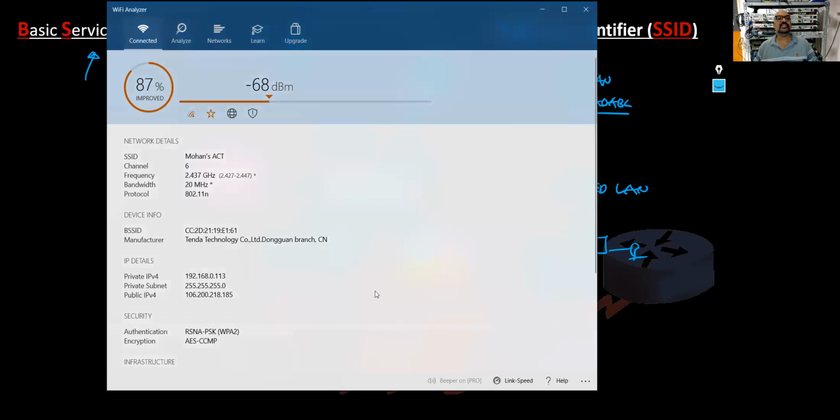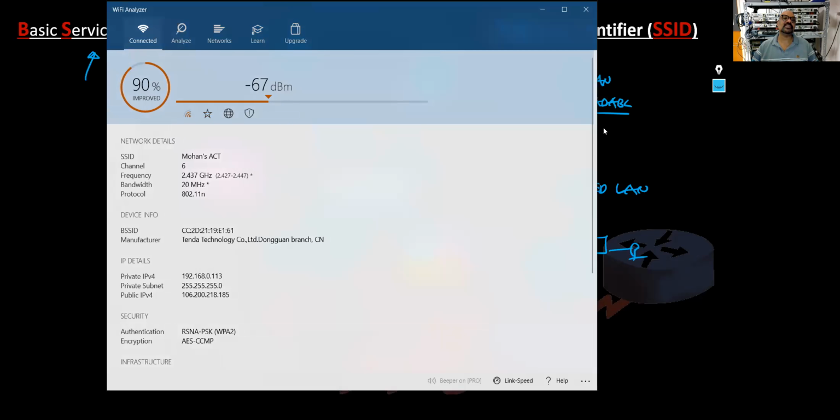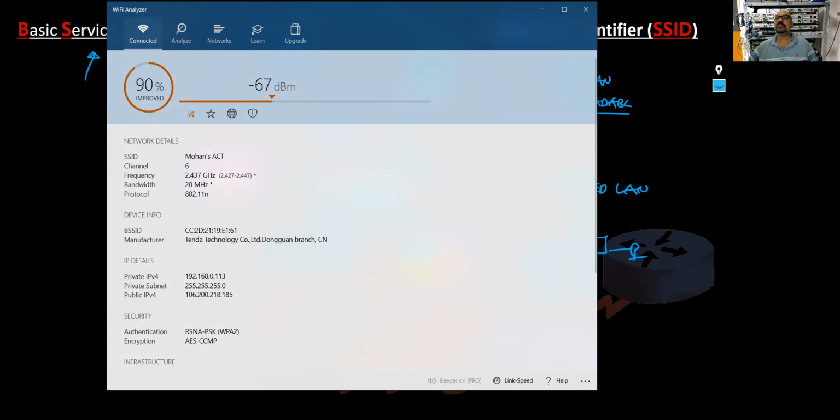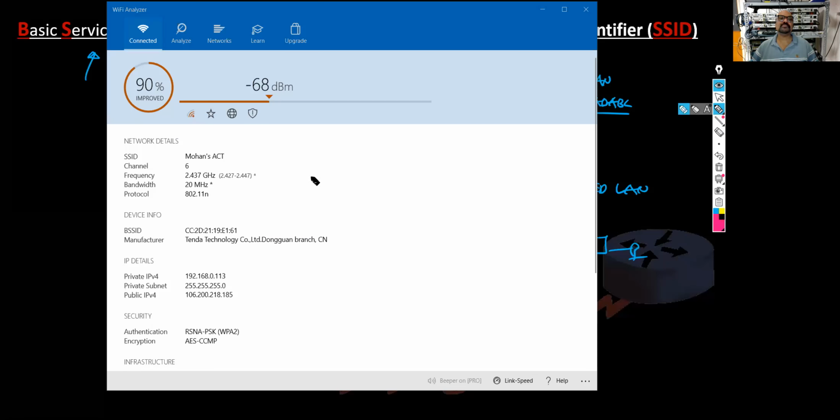So if you see here, my SSID is Mohan's, but the BSSID, see this MAC address, CCCD something. So SSID is human readable, right? SSID is human readable. BSSID is machine readable. So actually the system talks to him. See, I am in that 72 dBm range. Little above fair now. 68 is fair, between 60 and 70, right?